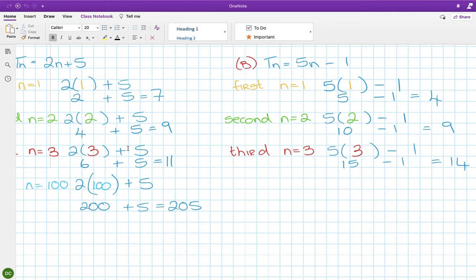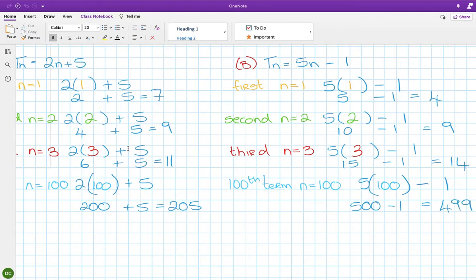Okay, so the last one is the 100th term. So we're going to let n equal 100. I'm just going to put the 100 in. So we do the formula and we replace the n with 100. 5 times 100 is 500, minus 1 is 499. So there you go.